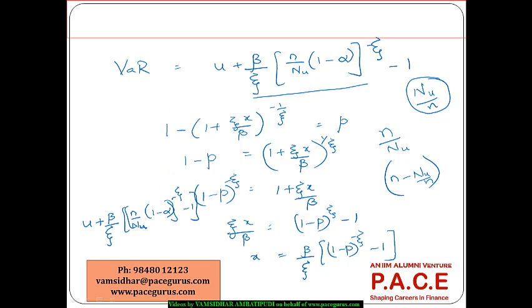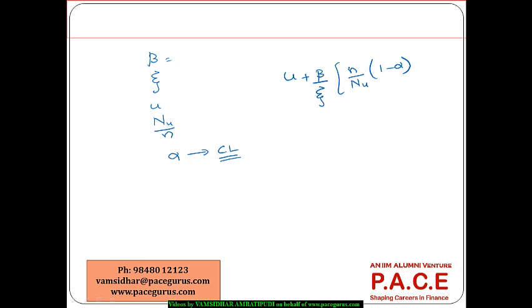Depending on the numbers that I have, once I know some beta value, once I know some zeta value, once I know the u which is the threshold, once I know nu by n which is the proportion of values exceeding the threshold, and I know the alpha which is the confidence level, I can very well compute the VaR as u plus beta by zeta times n by nu times 1 minus alpha, this entire thing to the power minus zeta minus 1. So this is giving me the value at risk at that particular confidence level.